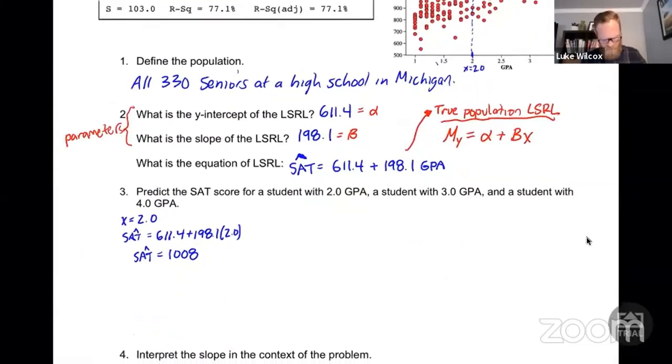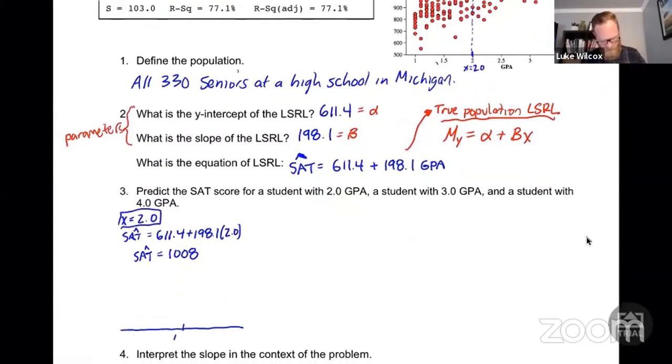And just to give you a visual perspective of this, if we're looking at students that have a 2.0 GPA, we got 1,008 as our prediction for their SAT score. Now, most of them will probably score fairly close to 1,008, but there might be a few that are a little bit above, and a few that are a little bit below. And what you're going to find is that it appears to follow somewhat of a normal distribution. In other words, for a specific X value of 2.0, the distribution of the Y values, or the SAT scores, is approximately normal. So I'm going to go ahead and draw a normal distribution right on top of that.